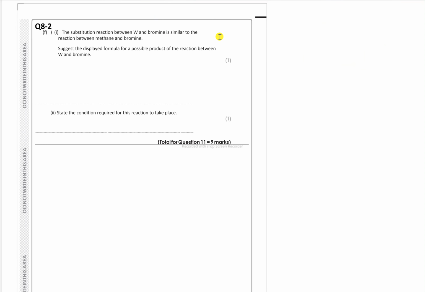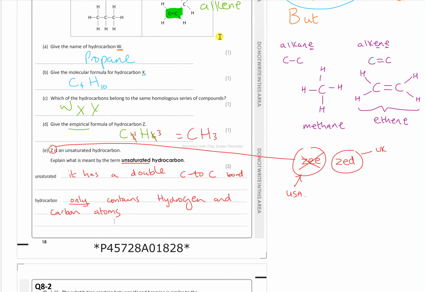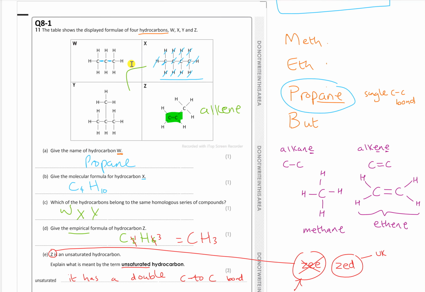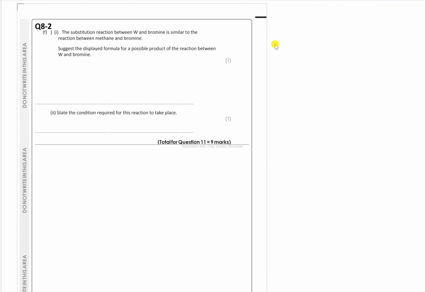Substitution reaction between W and bromine. Where's bromine? Did it say bromine? Where's W? Okay, 3 carbons. So you've got 1, 2, 3. So you've got hydrogen all around. Right, there you go. That was easy.